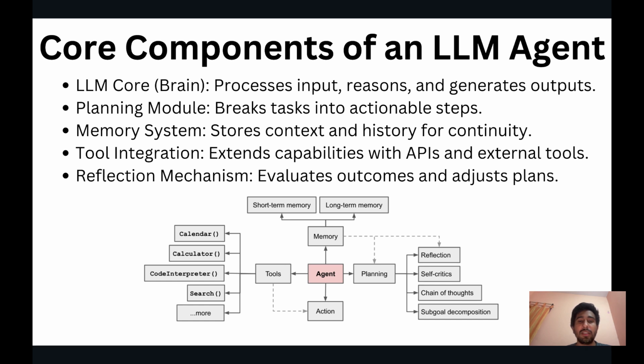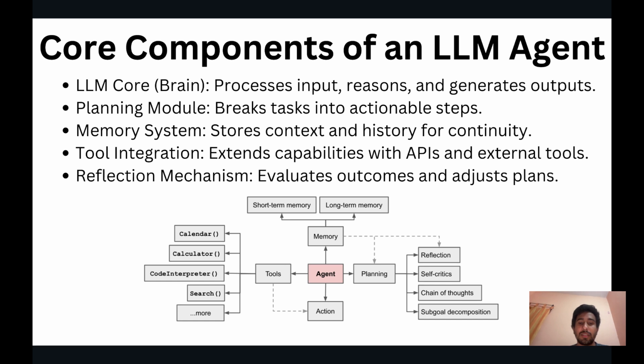And tool integration, which extends the capabilities of the LLM agent with APIs and external tools like calculator, calendar, code interpreters, websites, etc. And we can also include a reflection mechanism which can evaluate the outcomes and adjust the planning, which is also being done by the LLM.